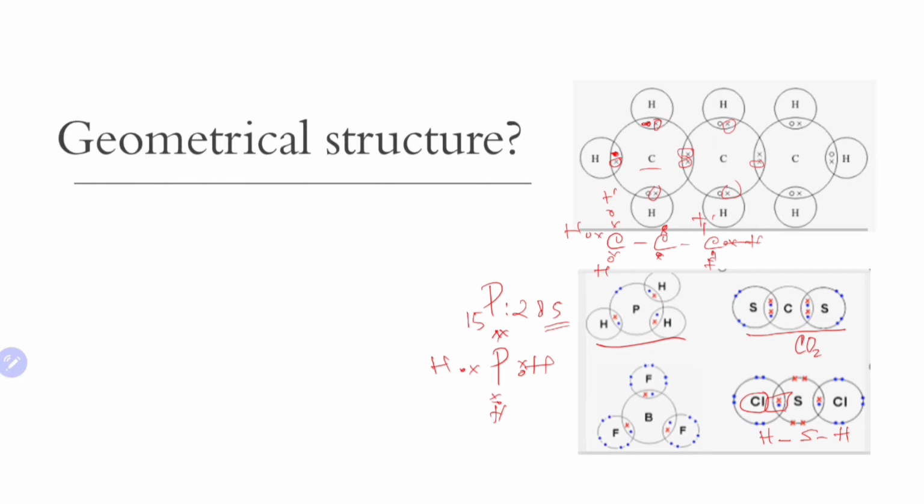So what is the geometrical structure or the shape? The shape for CH4 is tetrahedral like this. This is for CH4. So for C3H8, this tetrahedral will repeat twice like this.